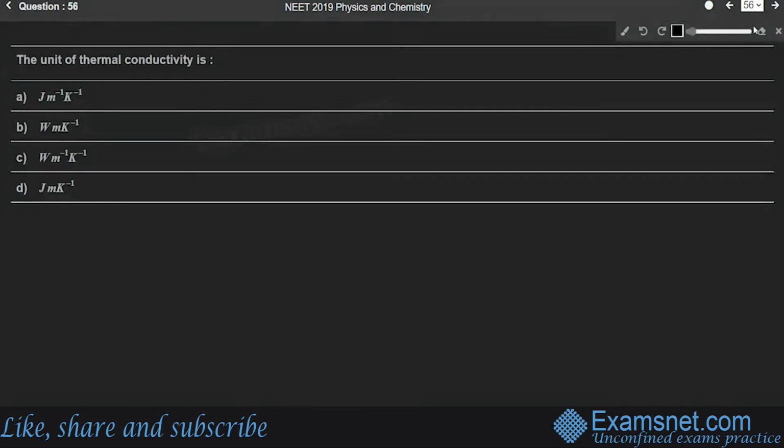Question number 56 is from the chapter Thermal Properties of Matter, and the question is: the unit of thermal conductivity is. We know that thermal conductivity is denoted by capital K. What is the formula in which thermal conductivity is used? It is used in the formula of heat current, dH by dt, which is given as K A delta T divided by L. What is K here? K is the thermal conductivity of the material.